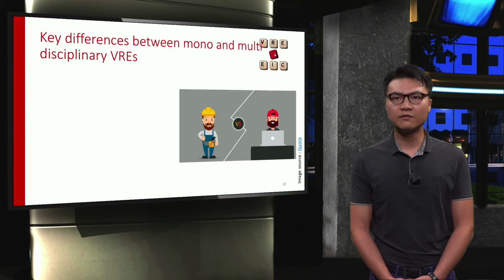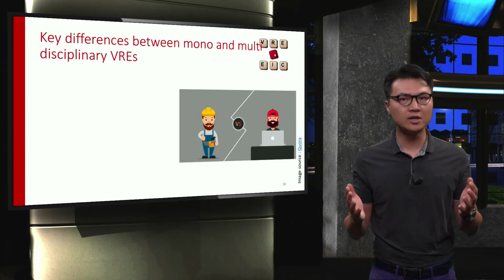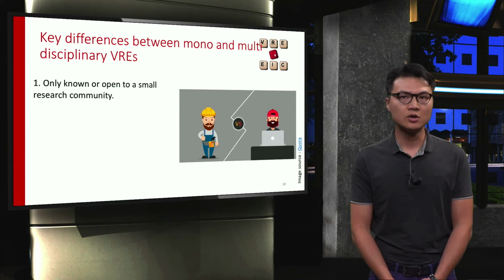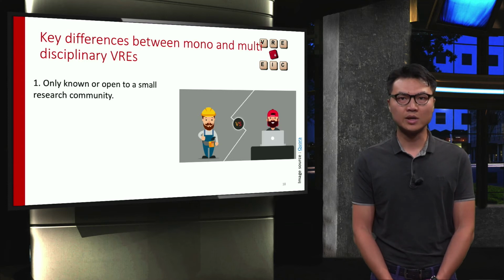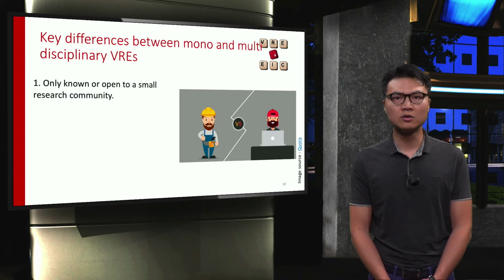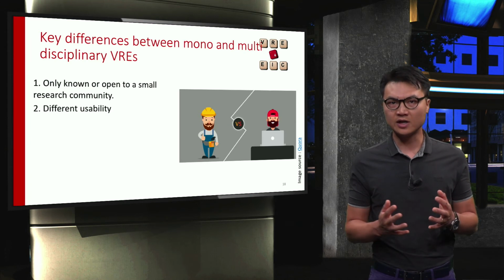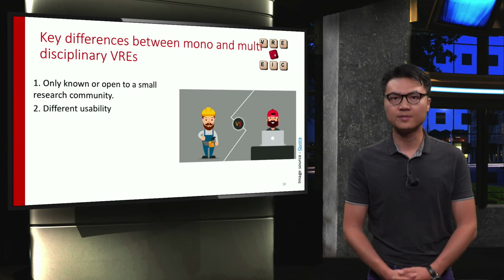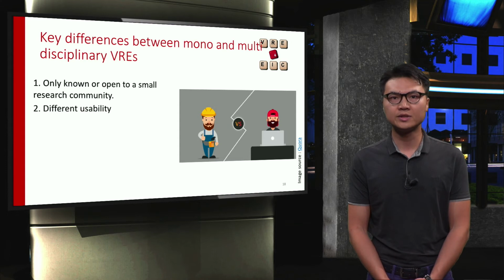A multidisciplinary VRE is ideally open to any researchers. However, we found many data, software, and computer resources are only known or open to a small research community. Some of the monodisciplinary VRE claim to be openly accessible, but they are actually only open to some researchers due to bureaucratic user registration and approval process. The interoperability of these VREs cannot meet the researchers' demands due to variable maturity level.